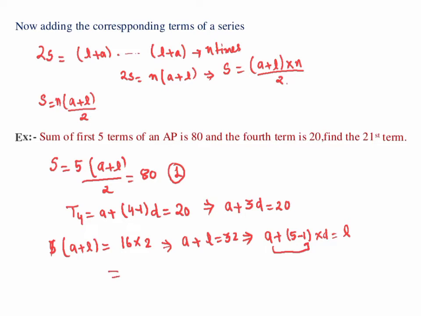So again further solving, A plus 4D divided by 2, this will be equal to how much? 32, because we need not divide by 5. So A plus 4D will be how much? 32. That means 2A plus 4D equals 32. That means A plus 2D equals 16. So now you got two equations, A plus 3D equals 20 and A plus 2D equals 16.